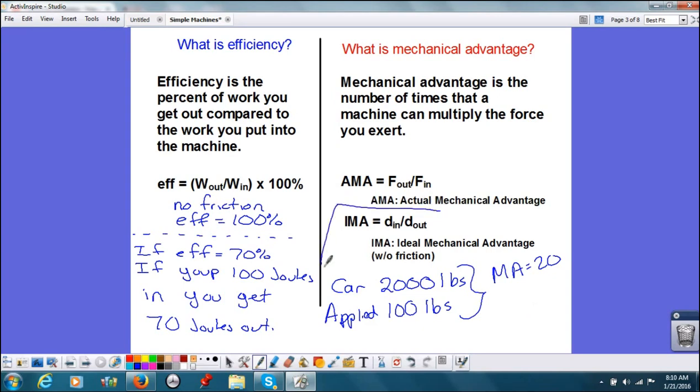Now, your ideal mechanical advantage, whenever there's no friction, is the maximum mechanical advantage that you could possibly get. What you do is take the distance that you put in and divide by the distance that you get out. This is the upper limit. You can't get better than this, and again it's your ideal mechanical advantage without friction. And then your actual mechanical advantage, you take the force that you get out and divide by the force that you put in.